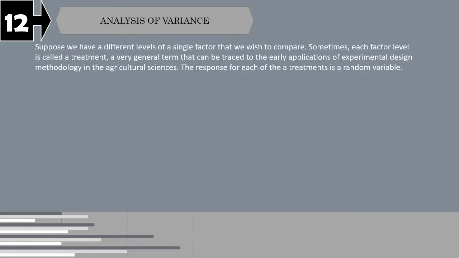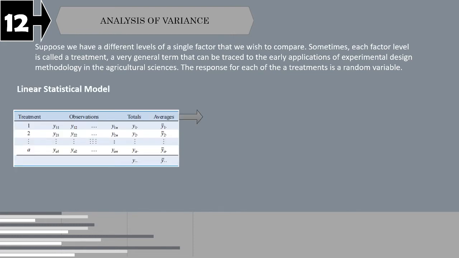Suppose we have different levels of a single factor that we wish to compare. Sometimes each factor level is called a treatment, a very general term that can be traced to the early applications of experimental design methodology in the agricultural sciences. The response for each of the treatments is a random variable. At dahil dito sa table na to, mabubuo itong equation na ito, which is mean plus tau plus error. At ito ang tinatawag na linear statistical model.